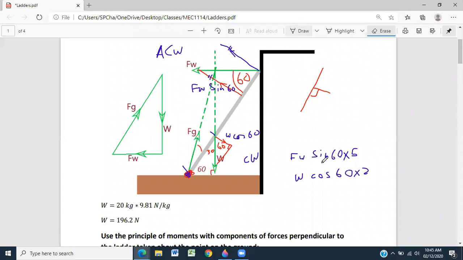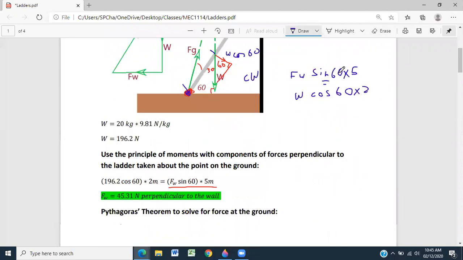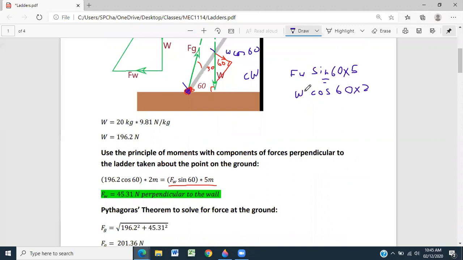Clockwise moments equal anti-clockwise moments. Okay, and we just set this up as an equation. We know weight, this is what's here. Use the principle of moments with components of forces perpendicular to the ladder, taken about the point on the ground. This is the point on the ground. Okay, and we set up our equation.